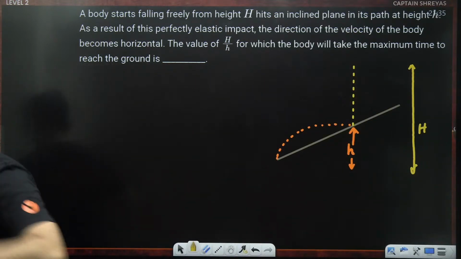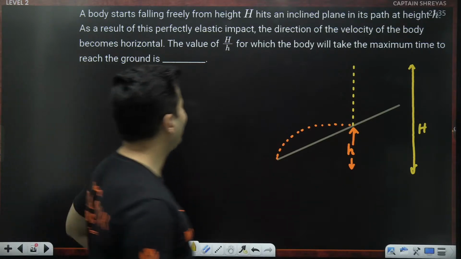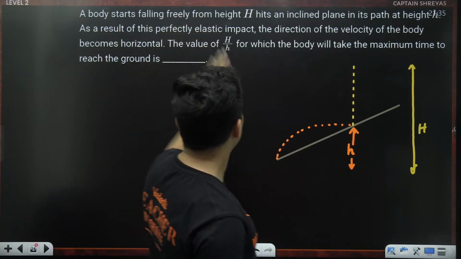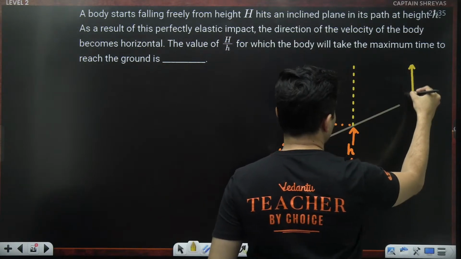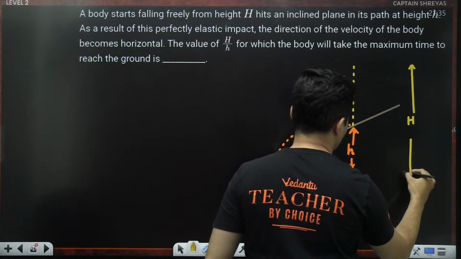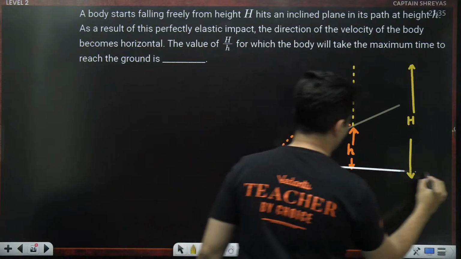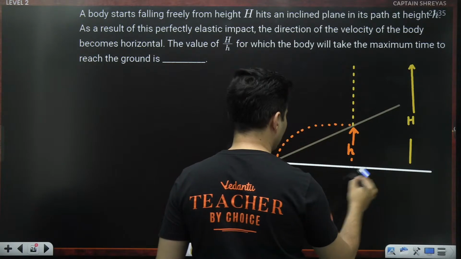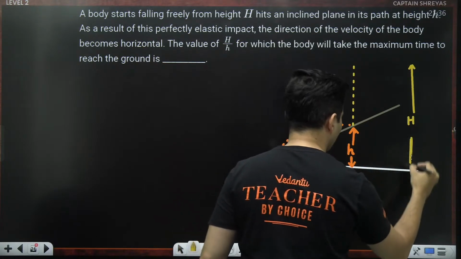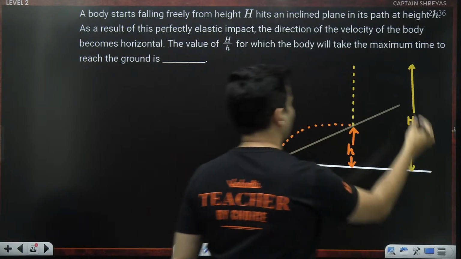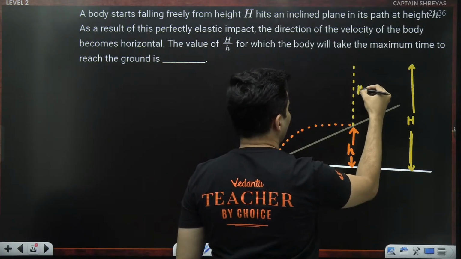Not really sure what exactly they mean by height H from the ground or from the point of impact. I guess because they have not mentioned anything, it probably means the total height. So basically this is what H is, right from the ground level. Okay, fair enough. So read the question again and again to make some sense out of it. See what we can do now. If this is H, this is small h, obviously this much will be H minus h.